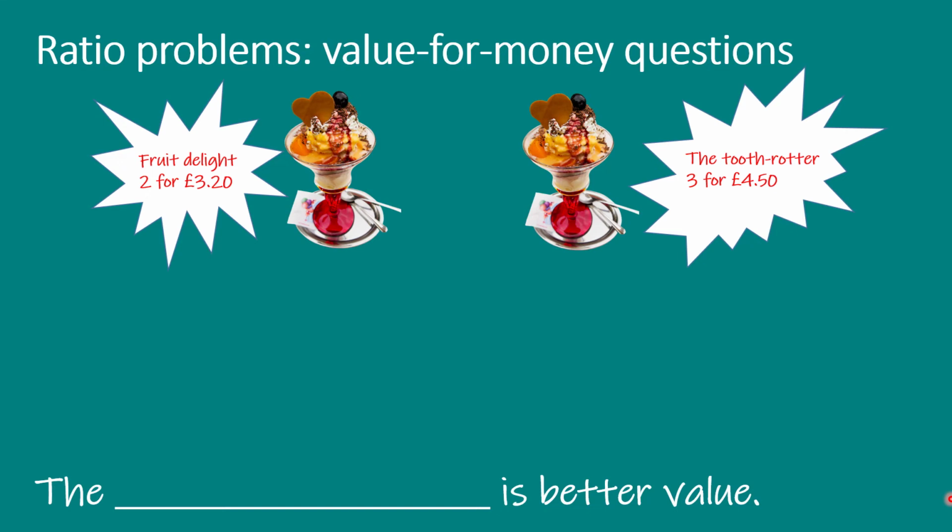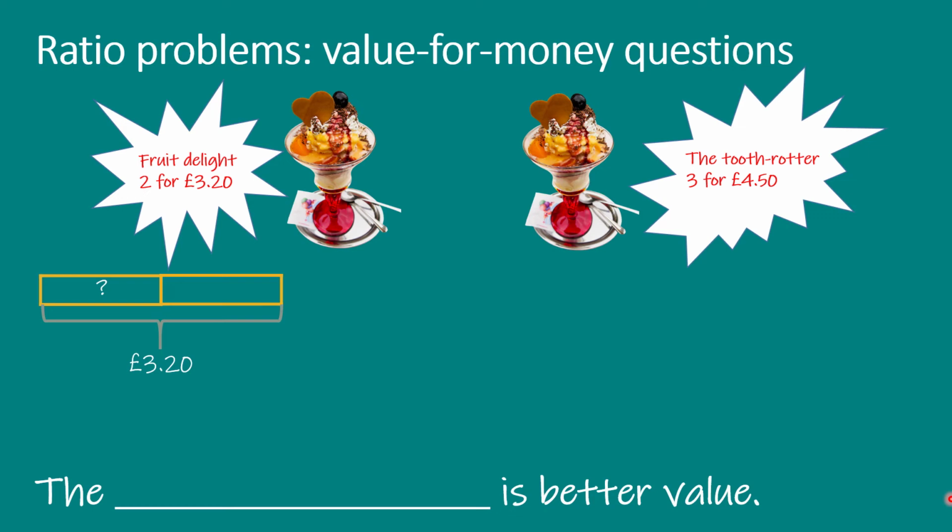Looking at the Fruit Delight first, 2 for £3.20. How would you show that in the bar model? I would do it like this. 2 equal parts, 2 Fruit Delights, and we're looking for the price of 1. So my question mark goes there. That's what I want to work out. What do I know? Well, I know the total cost for 2 is £3.20, so put that in. Hopefully a calculation is jumping out at you, but let's go over and look at the Tooth Rotter.